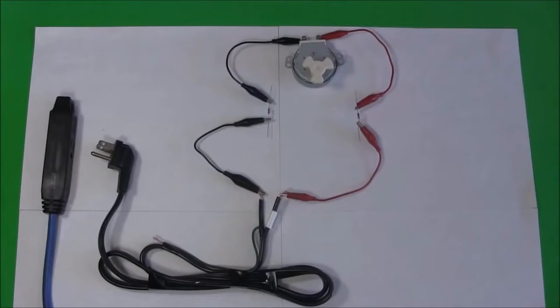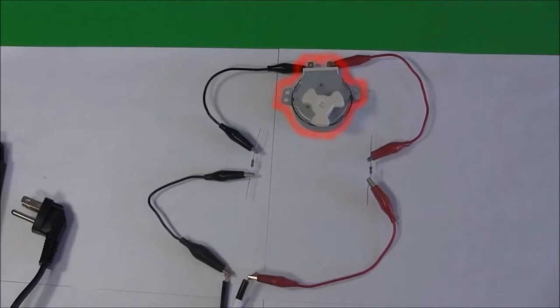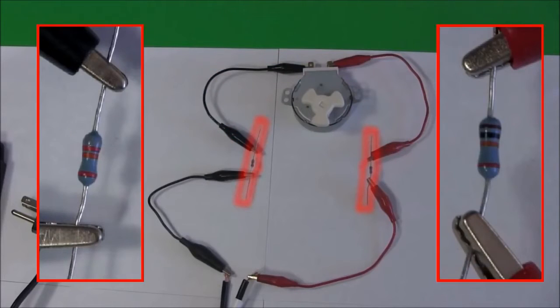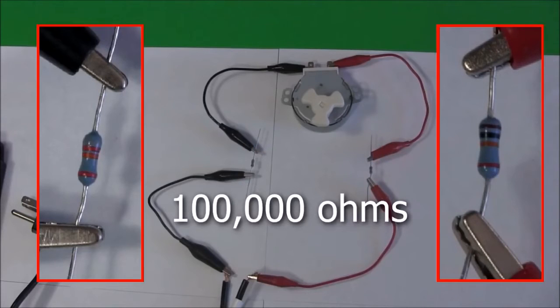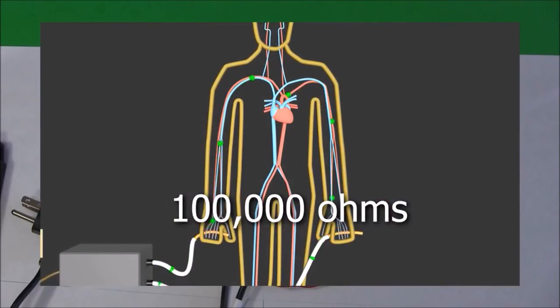Let's look at an analogous electrical circuit. This motor represents the heart, these wires are the blood vessels, and these resistors are the dead skin that provides most of the resistance to the flow of current. The values of these resistors add up to 100,000 ohms. That's the same resistance that a body with dry skin has.